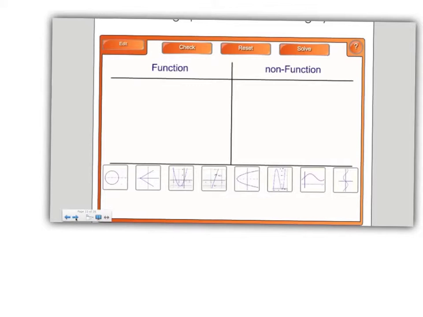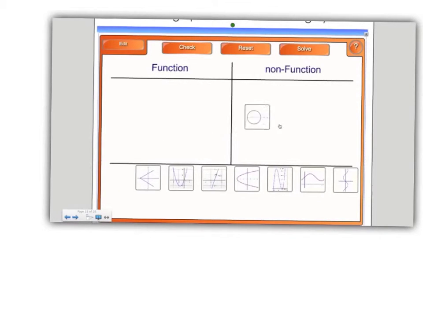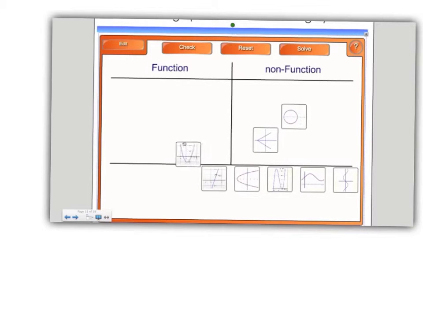So take a moment to look at these different graphs and decide whether or not they're functions or non-functions. And we'll see if you are correct. So that is not a function. That is not a function because neither passed the vertical line test.